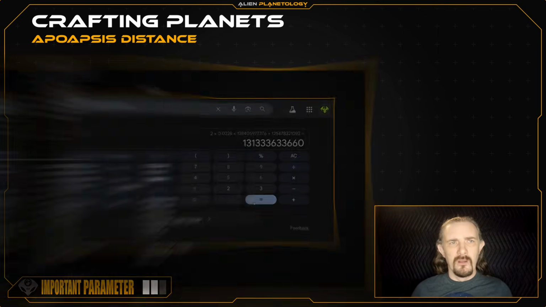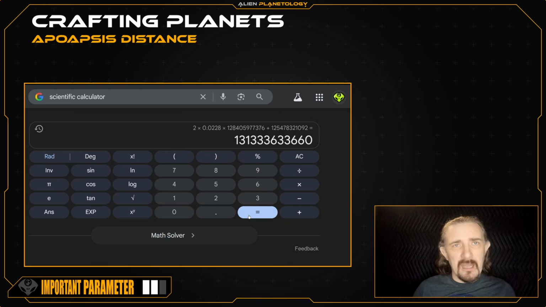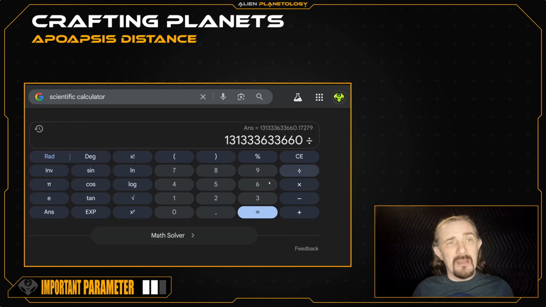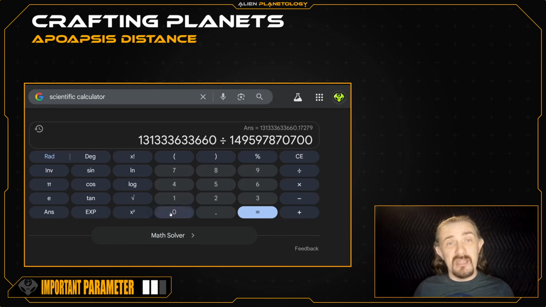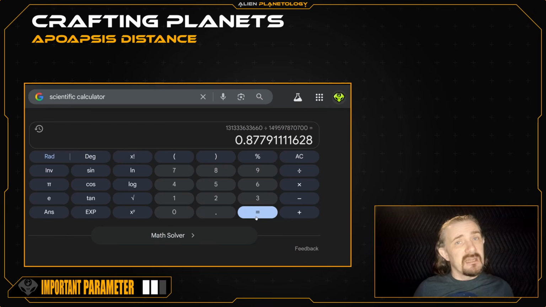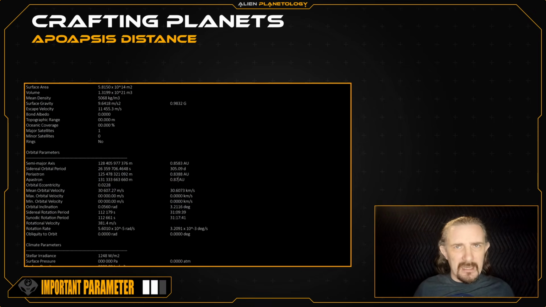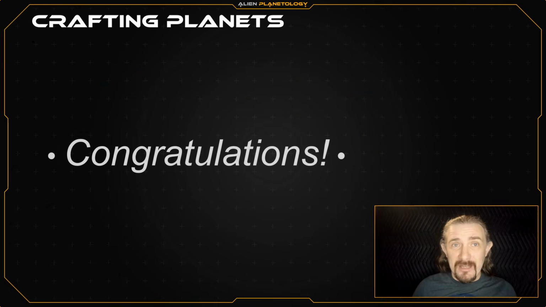131,333,633,660 meters. Once again, before moving on, I'm going to convert my value into astronomical units by dividing it by 149,597,870,700 meters. This gives me a value of 0.8779 AU. If you've made it this far, congratulations. You now have a very accurate description of your planet's orbit.